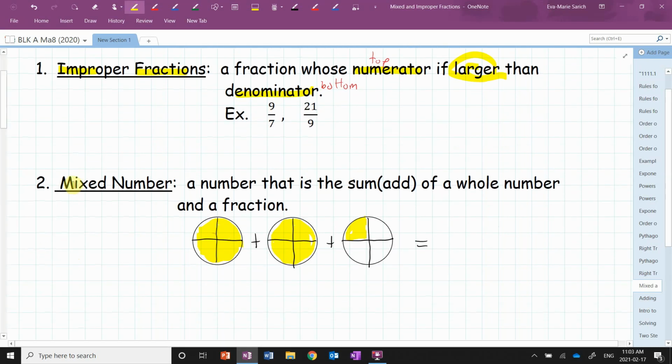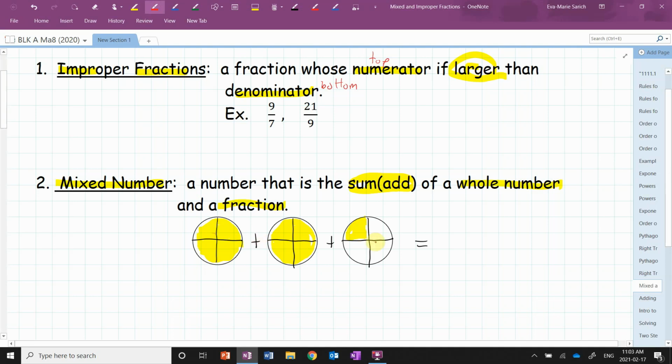Okay, moving on to a mixed number. So that is a number that is the sum. Remember, the sum is the answer to an add. So it is the sum of a whole number and a fraction. Now I want to show this one with an example.